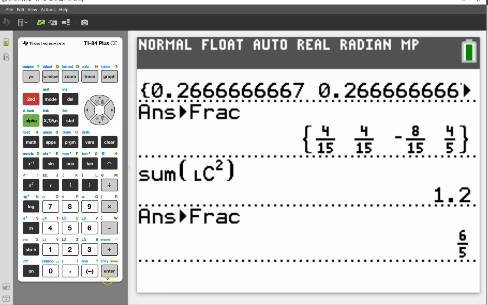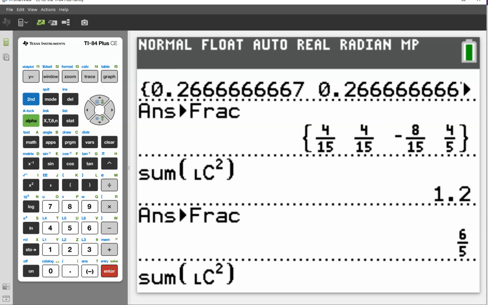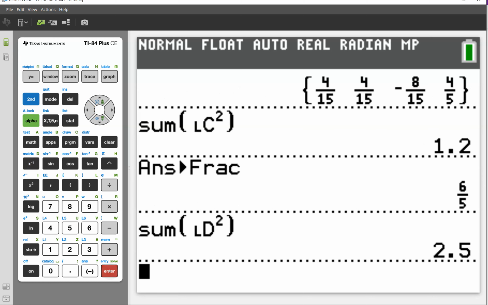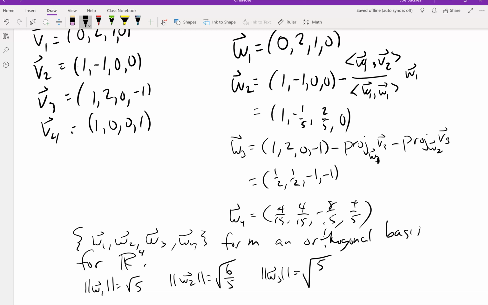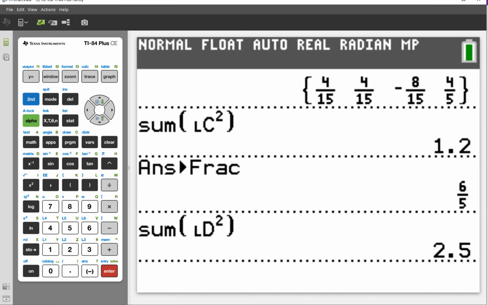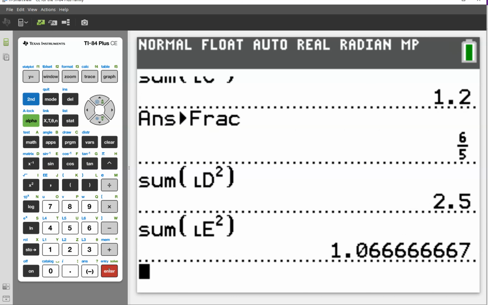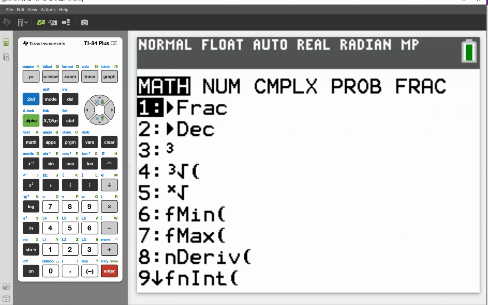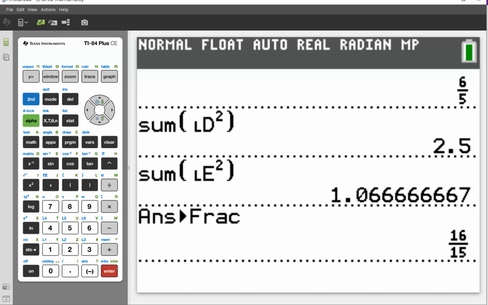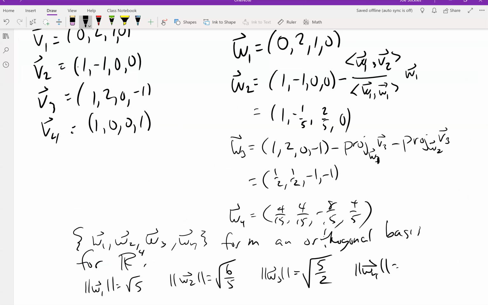Let's see if I can be a little clever and not have to retype a whole bunch of stuff. Change the C to a D. I get 2.5. So this one will be the square root of 5/2. And go back. Again, be a little clever. Change the D to an E. And if I want to see it as a fraction, 16/15. So the last one here would be 4 over the square root of 15.